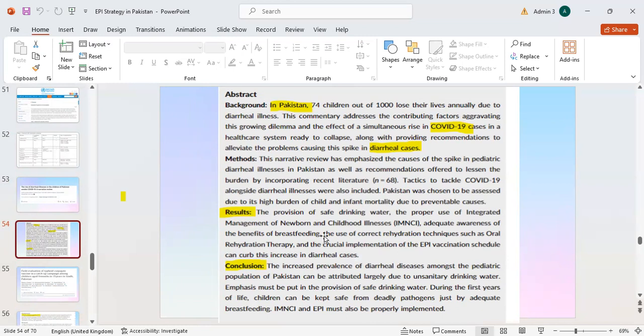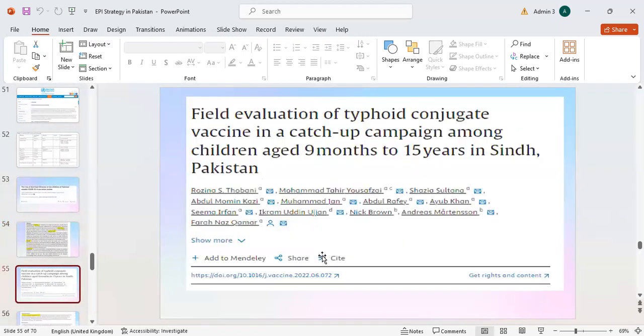Research. The provision of safe drinking water, the proper use of Integrated Management of Newborn and Childhood Illness, adequate awareness of the benefits of breastfeeding, the use of correct rehydration techniques such as oral rehydration therapy, and crucial implementation of the EPI vaccine schedule can curb this increase in diarrheal cases.